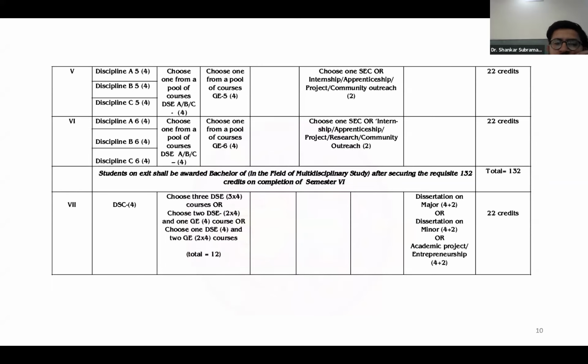And after the end of 6th semester, the student would have accumulated 132 credits. And he or she will be eligible for a bachelor in the field of multidisciplinary study with 132 credits.